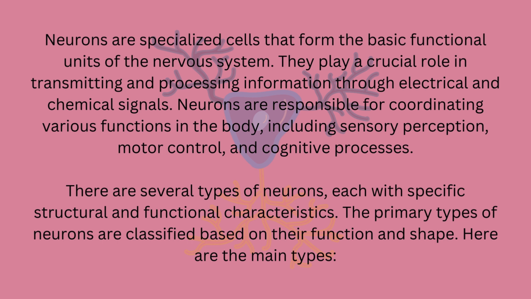There are several types of neurons, each with specific structural and functional characteristics. The primary types of neurons are classified based on their function and shape. Here are the main types.